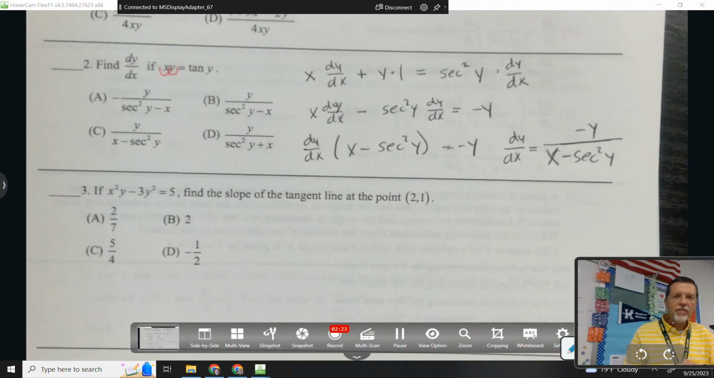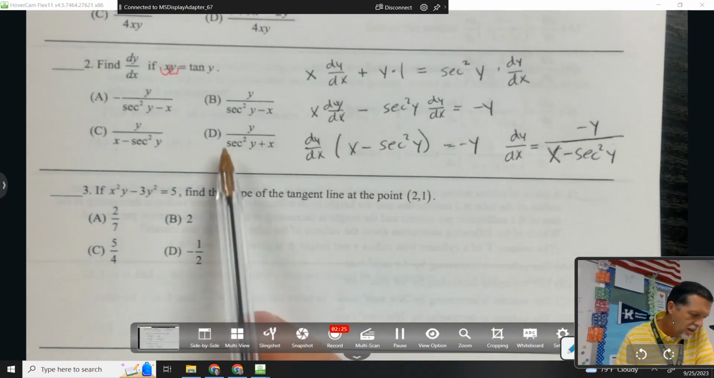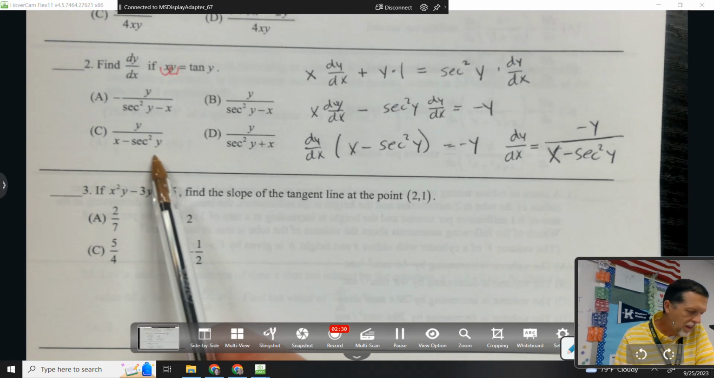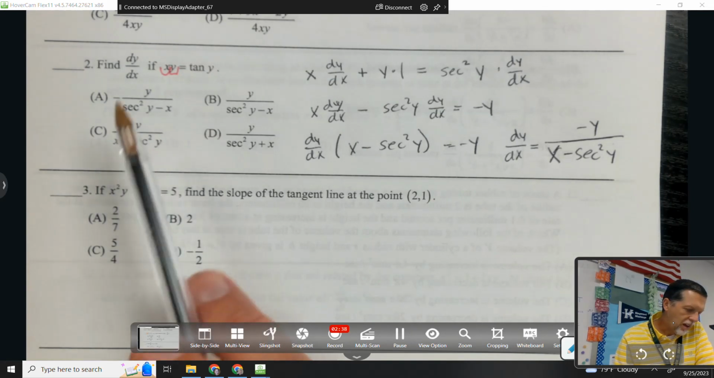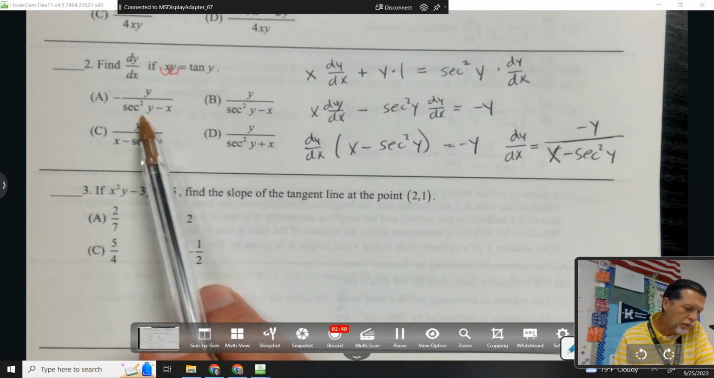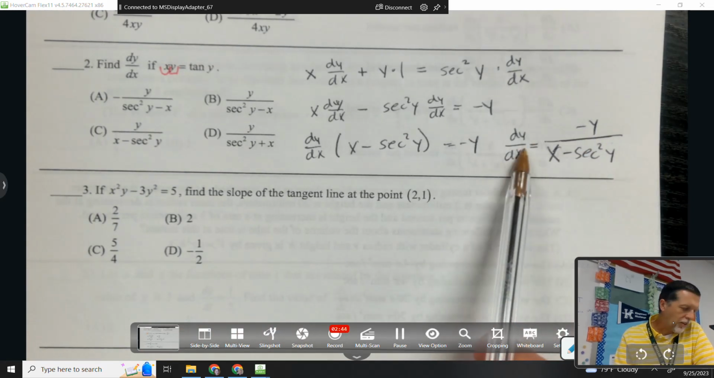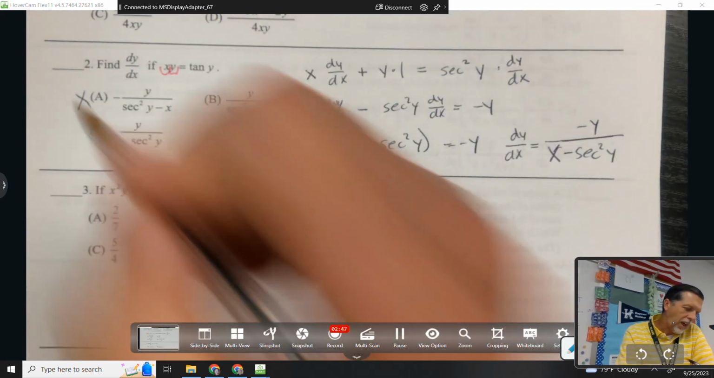Now, does that match any of my answer choices? It does not match any of my answer choices. So, what is going on here? Let's see. Is it A? They put the negative out front. That would just be taking this negative and moving it to the front. So I don't think it's A.